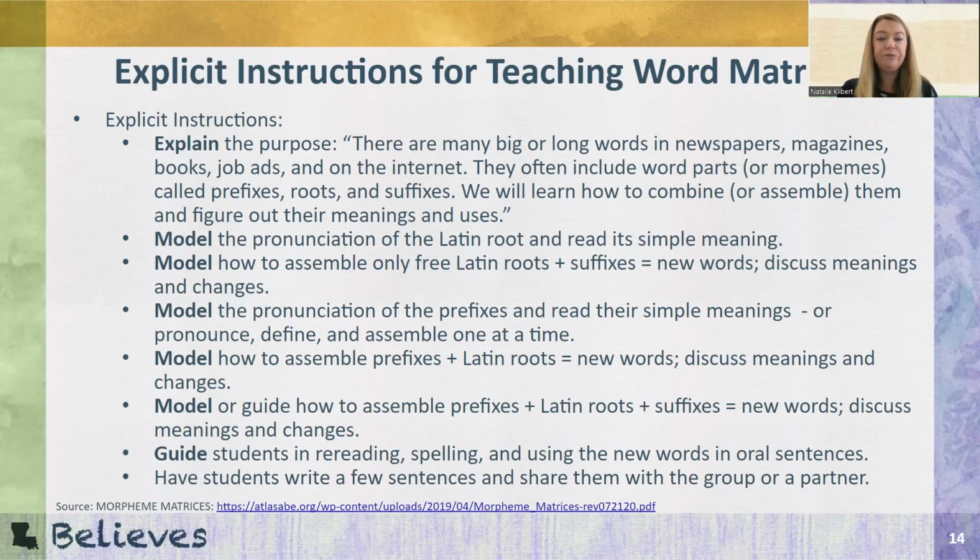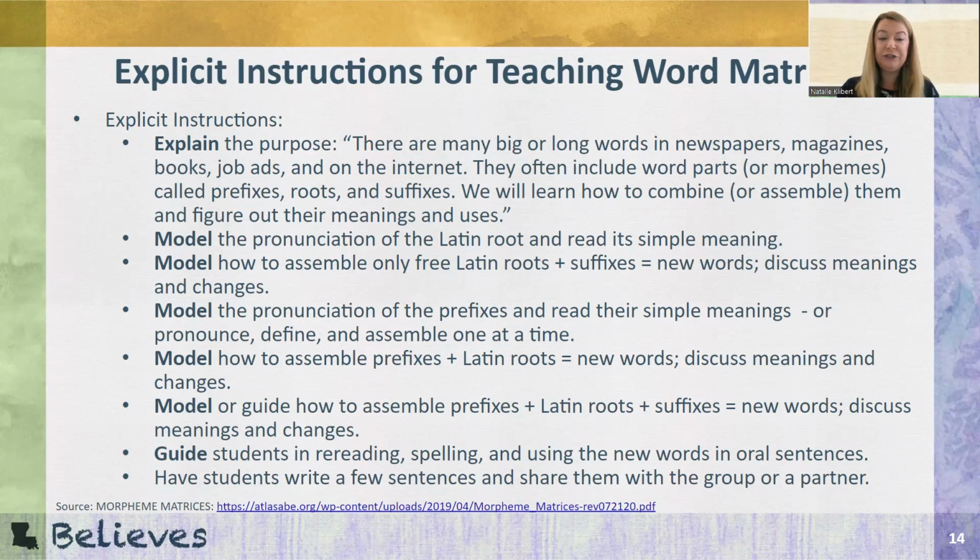And you want to add those together to make new words. You want to discuss the meanings and changes, how the word changes as you add the different parts. And then you can model different, increase the complexity of it. Then you can model the pronunciation of prefixes and read their simple meanings, or pronounce, define, and assemble one at a time. Then you can model how to assemble prefixes, Latin roots, to make new words, and then assemble prefixes, Latin roots, and suffixes. So you're kind of building the complexity of that.